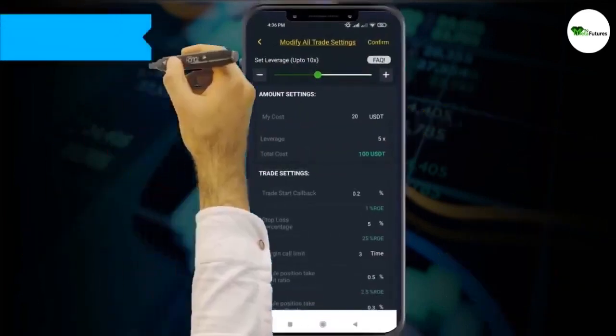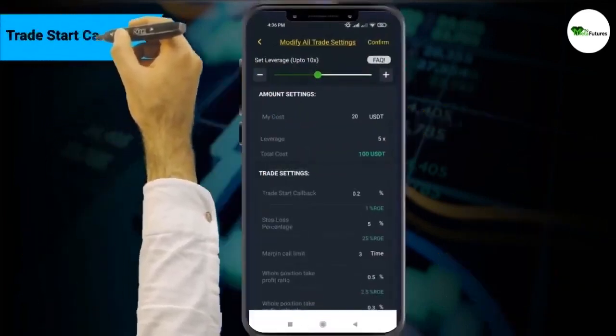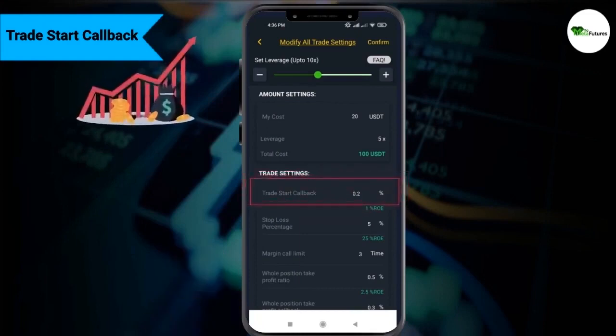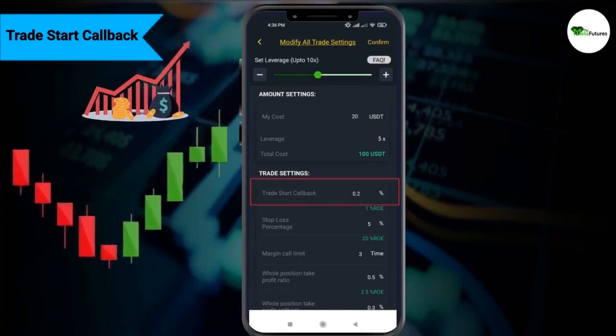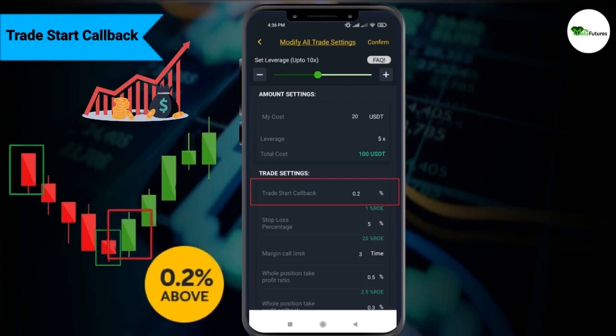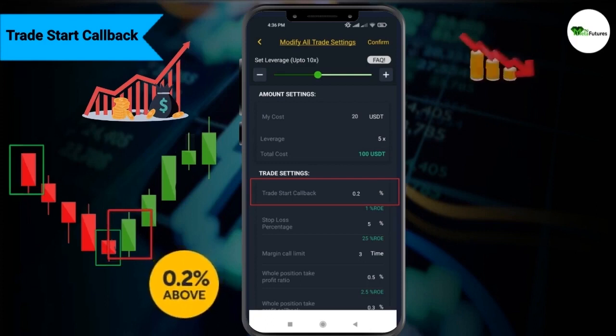Next is the trade start callback. Trade start callback is used to get the maximum or minimum possible price to start the bot. Suppose that you have placed an order that the market will go up, but to generate maximum profit the bot will not place an order here. It will wait for the market to go down as far as possible to get the lowest value to start the trade. As I have entered a 0.2% value in trade start callback, whenever the market goes up by 0.2%, then immediately the bot will place an order.